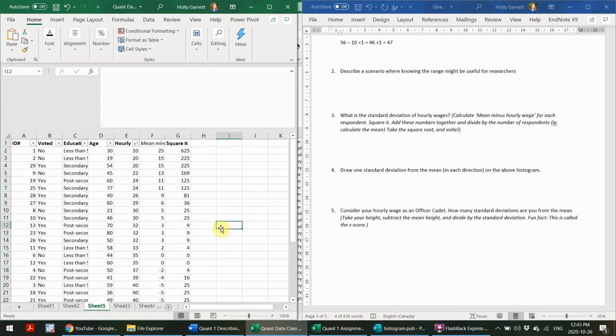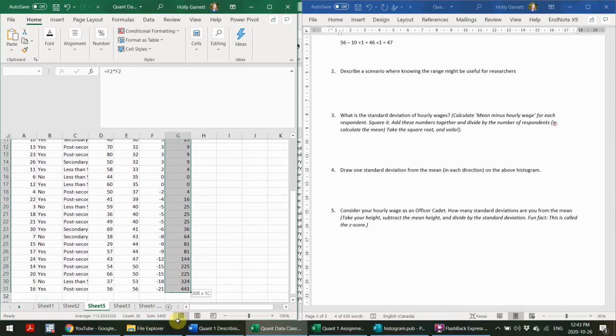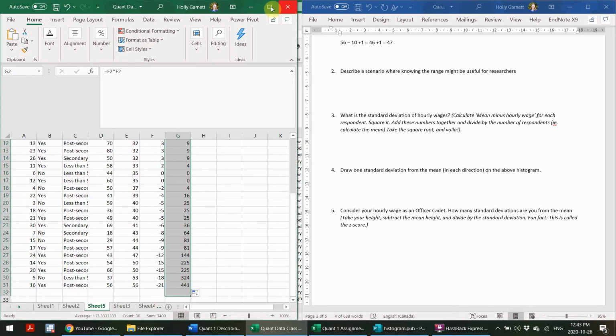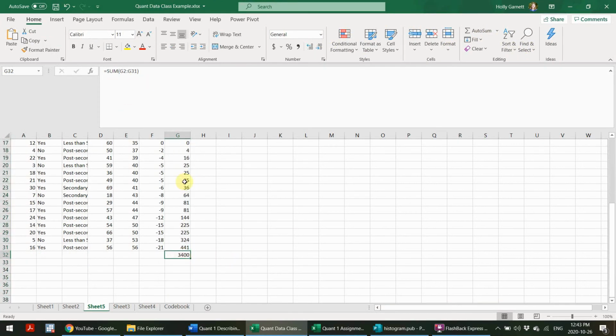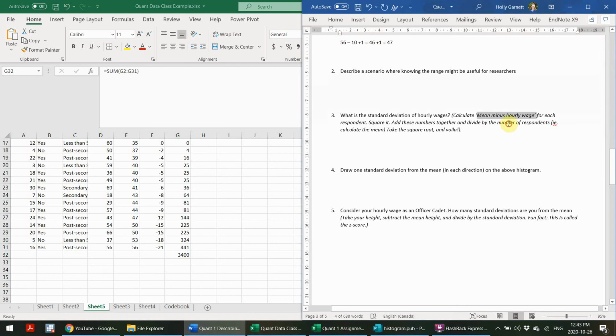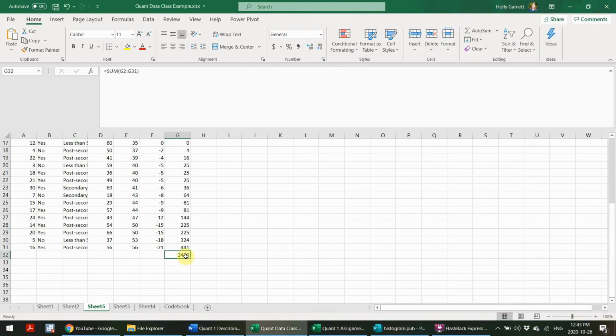All right, so the next step is to add all of those numbers together. So let's auto sum, or we could use paper and pencil, but I don't think anybody wants to do that. So our auto sum is 3,400. Now our next step is to divide by the number of respondents, so essentially we're taking the mean. We're going to do 3,400 divided by 30 respondents. So it's about 113-ish.